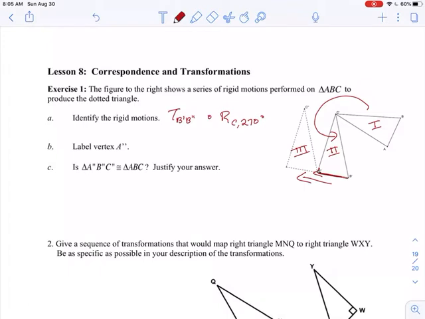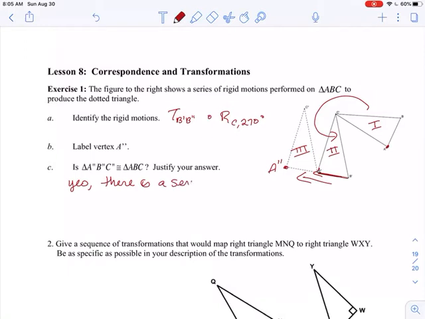They want me to label vertex A prime. So basically, this was my A right here. And remember, I rotated that all the way around so that this was my A. And now this would be my A double prime all the way up there. Is triangle A double prime, B double prime, C double prime congruent to triangle ABC? Well, remember, to be congruent, there just has to be a rigid motion or rigid motions that maps one onto the other. Well, I did a rotation and a translation. Are those both rigid motions? Yes. So I need to justify my answer.